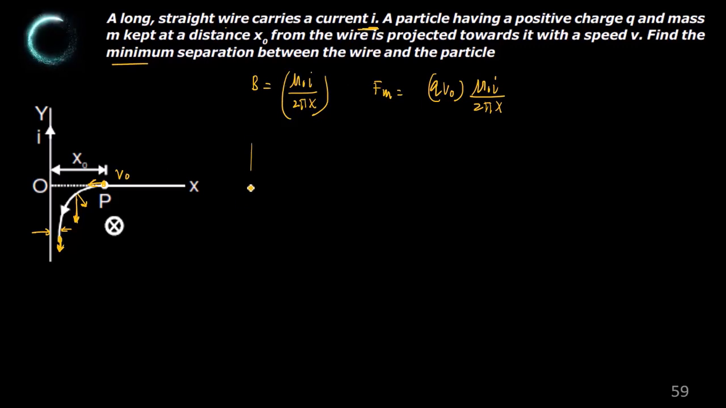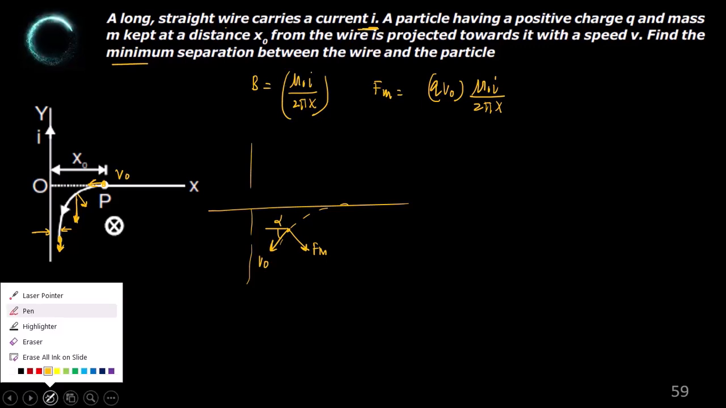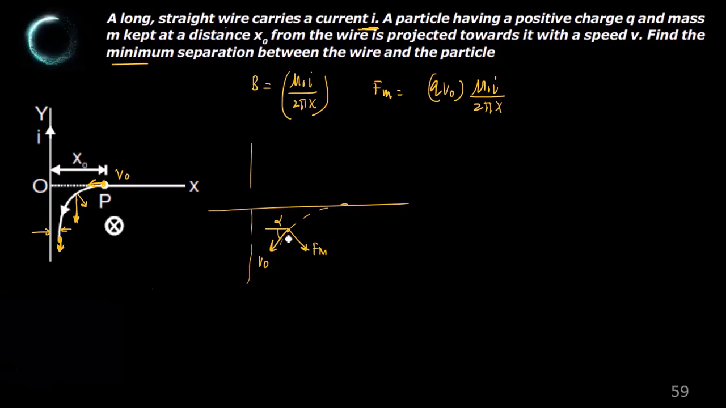At any instant, let us say this is the situation of the particle. The particle will deviate this way. If v naught is acting in this direction, and let us say this angle is alpha, and the force is in this direction, Fm. So the component of this force along the vertical direction should be how much? That angle is again alpha, so Fm cos alpha is the force acting in the y direction.